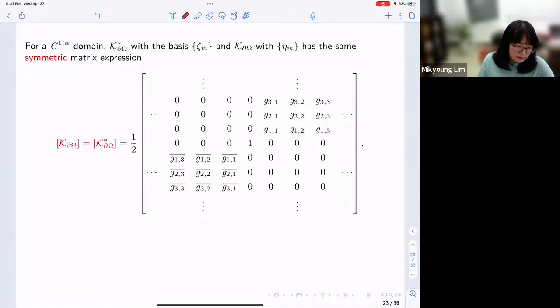So for a C1 alpha domain, K star with this zeta m basis and K with the eta m basis have the same symmetric matrix expression. So we can understand it as a way of symmetrizing the Neumann-Poincaré operator, but with a different basis. With the different bases, it has the same matrix expression, and the matrix is symmetric.